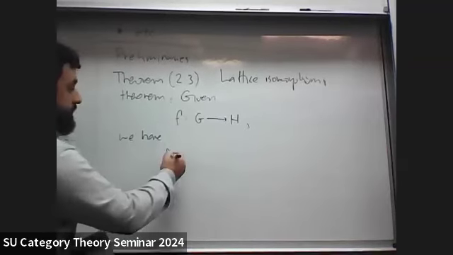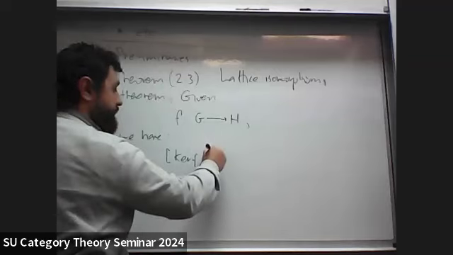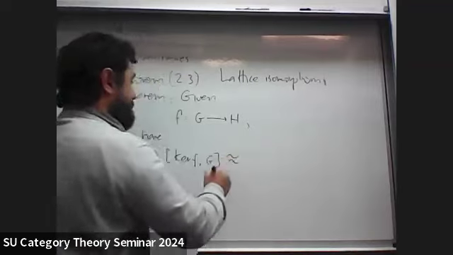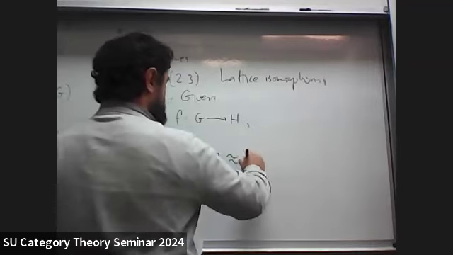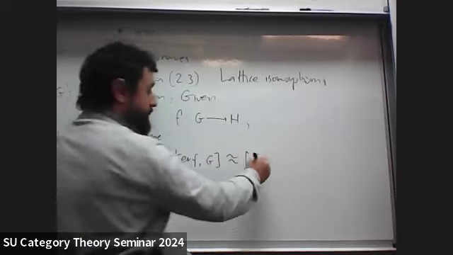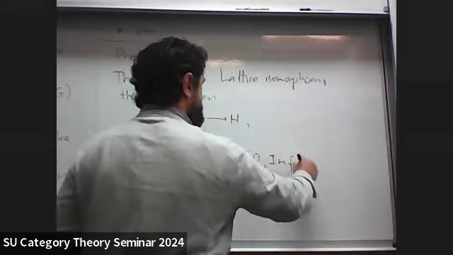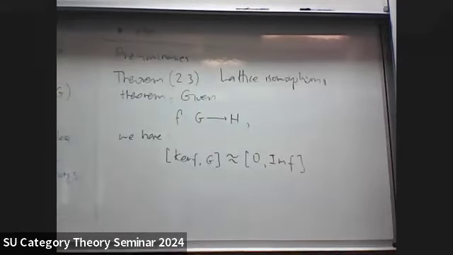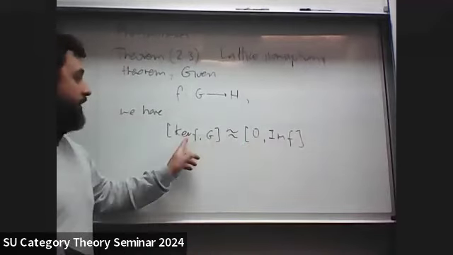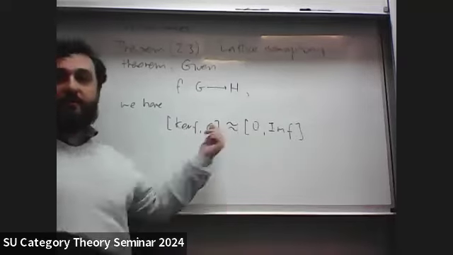The interval starting at the kernel of F, going all the way to the top, and the interval starting from the smallest subgroup of H, which I write as 0, going all the way to the image of F. And of course, this is what's responsible for the first isomorphism theorem, because we can quotient out and then we'll get the same group.